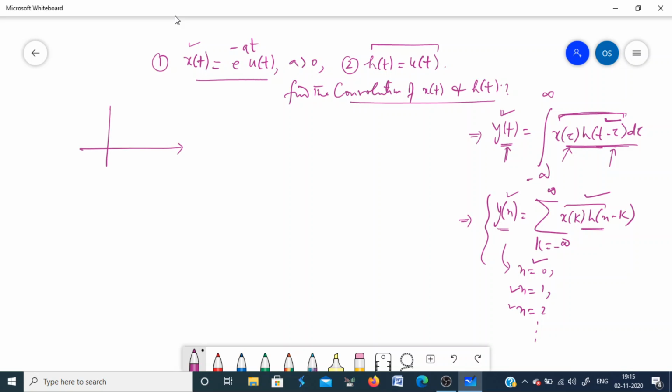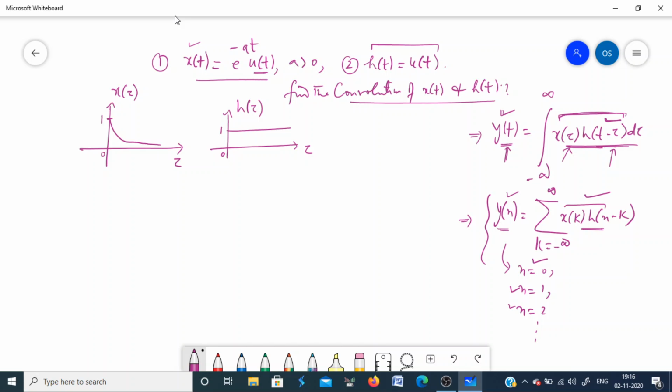If you plot this function, it is an exponential signal, and since it is multiplied with u(t), it will be 0 for t less than 0. So you have a function like this, an exponential decaying function. This is x(tau). Now in place of t, I am using tau. So at tau equal to 0, its value is 1. The second function is h(tau), which is simply the unit step function like this. So for tau greater than 0, it is 1, otherwise it is 0.